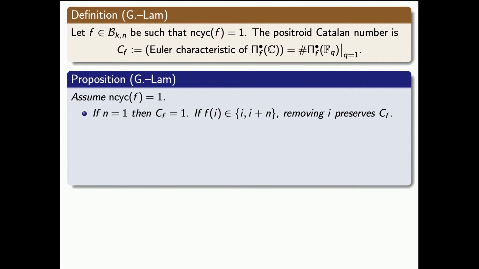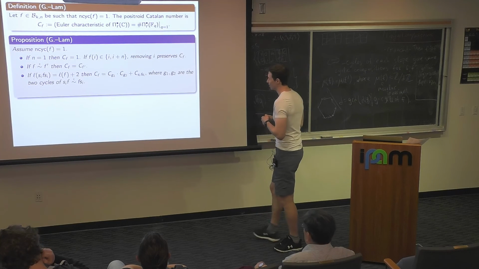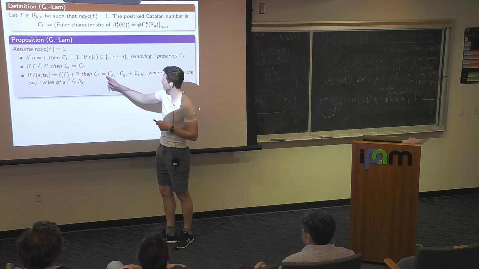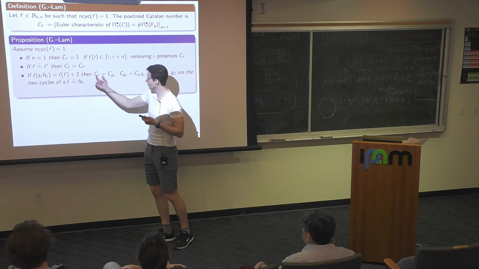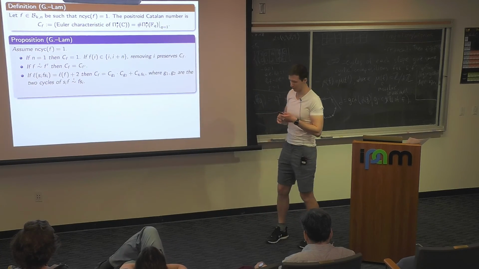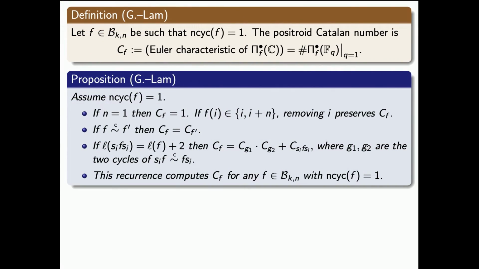So they can be computed by induction, starting with n equals 1, where you can remove fixed points. And then the key steps are, first of all, if 2 permutations are C equivalent, then the Catalan numbers are the same. And if the 2 permutations are related by one of those clicking on the green circle, then the Catalan numbers satisfy this recurrence. So f is a single cycle, and then you multiply it by a simple transposition, so you get 2 cycles, g1 and g2. It turns out that the recurrence is: the Catalan number for f is the product of these two plus s_i f s_i. And the claim is that these two kinds of steps, blue and green moves, basically allow you to compute the Catalan numbers for any affine permutation.